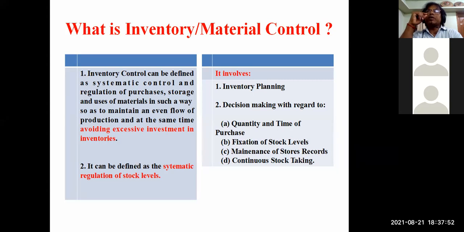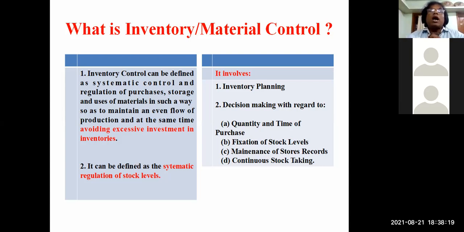You are not doing these things till now, but I have physically done them in my CA article ship. I have traveled to different companies, and this is physical stock taking and verification. You have to see the stock quantity physically and then reconcile with the records. So anyway, continuous stock taking and these things are included in material control.